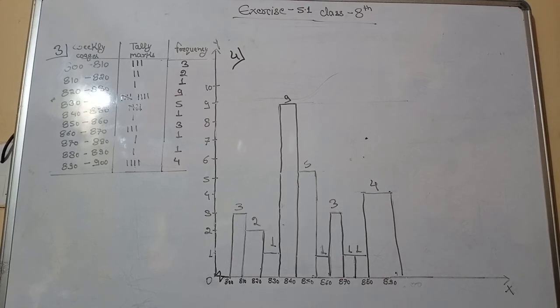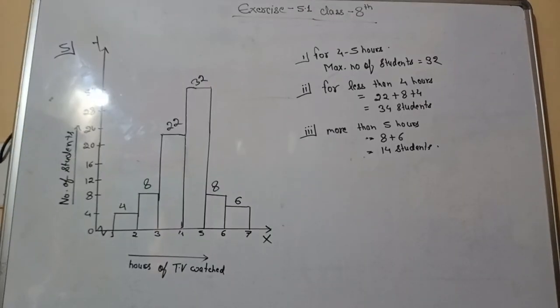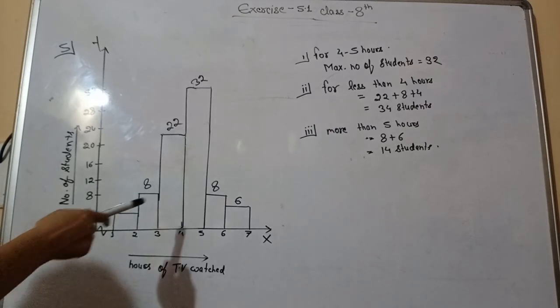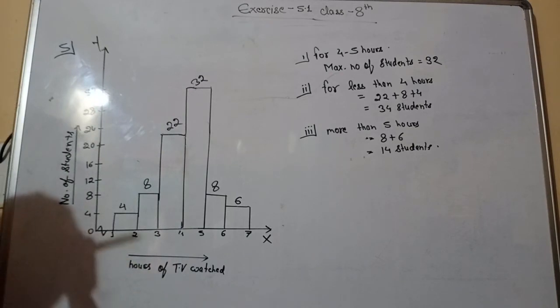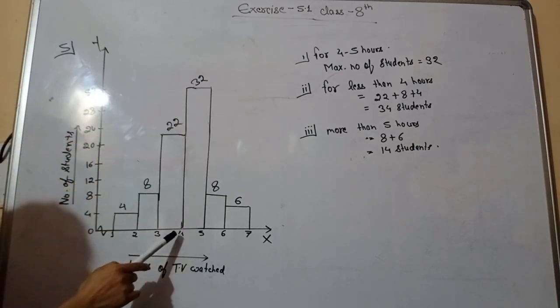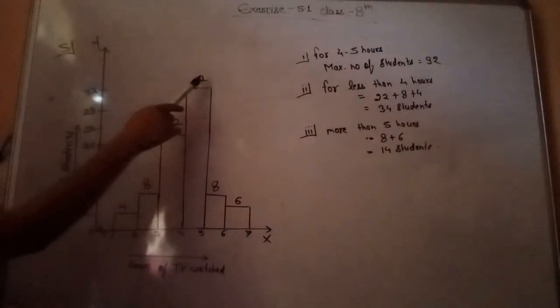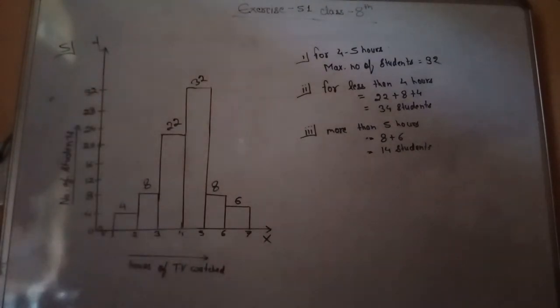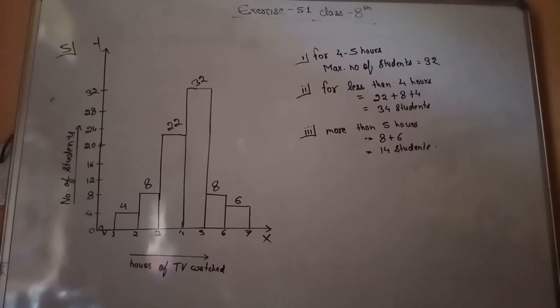In question number 5, the graph is already given, and after reading the graph we have to answer the given questions. For how many hours did the maximum number of students watch TV? You can see this is the longest graph, or we can say bar. So between 4 to 5 hours the maximum number of students watch TV. Now the next question is given.